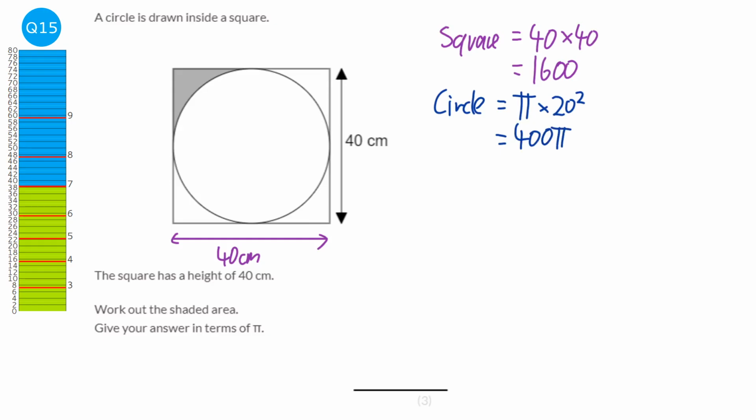Now next we're going to work out the area of all of the corners, so that includes these three here and this one. So I'll say, like, 4 corners.